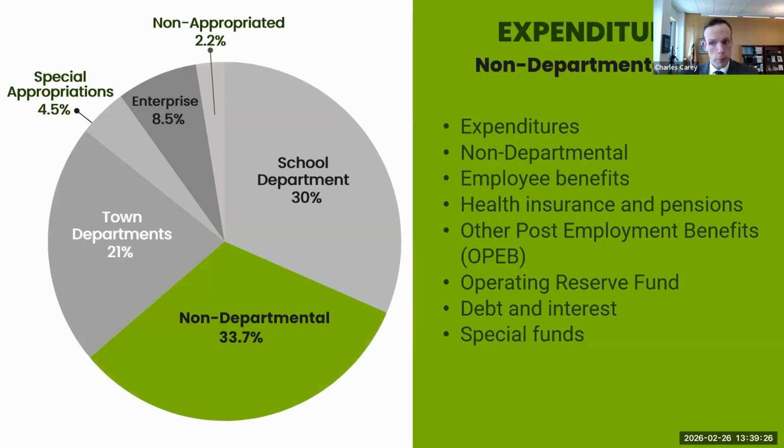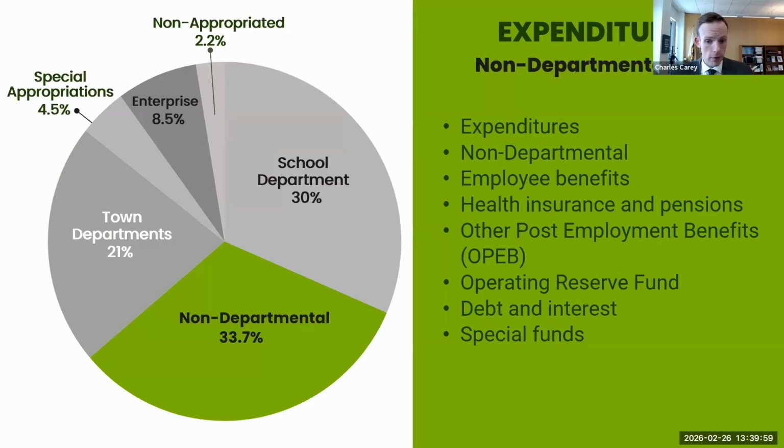Non-departmental. So this, again, is employee benefits, health insurance and pensions, and a group called other post-employment benefits. That is basically retiree healthcare. Our operating reserve fund, debt, and other special funds that we cover here. We are trying to pay down our outstanding pension liabilities as we are required to do by the state by no later than 2040. Our target is 2030, and we want to get there sooner so that we can then have that money available to cover our other liabilities.